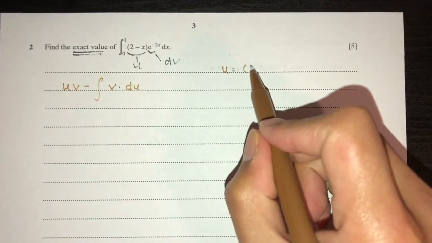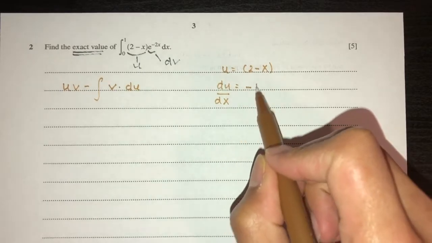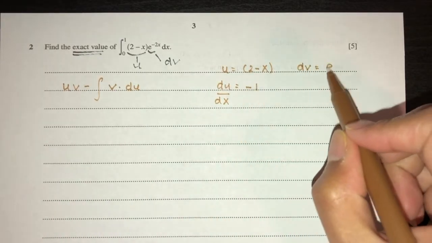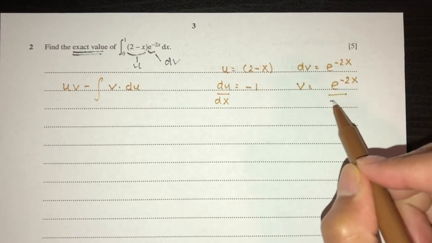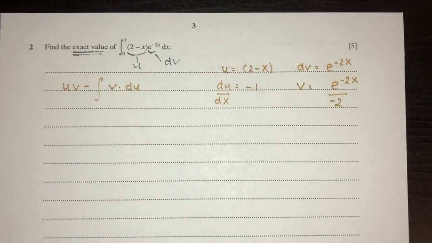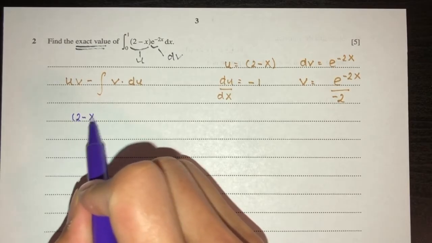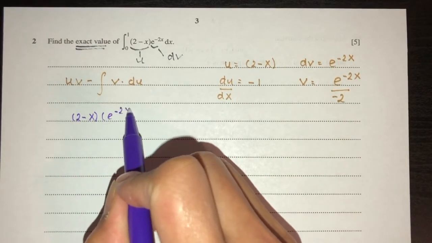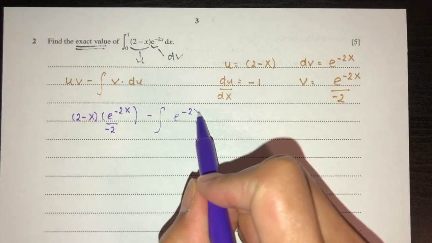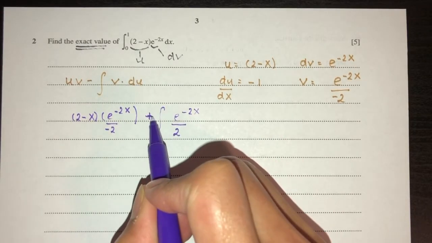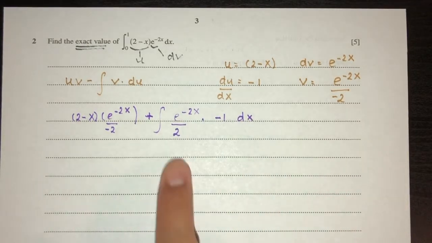So we know u is equal to 2 minus x, so du will be equal to minus 1, right? Now we have dv is equal to exponential 2 minus x, so v will be exponential this and divided by minus 2. Now replace everything back in your equation to see what happens. So we have u is this one, times v is this one, minus integration of v is this one again. Now we have minus 2, we can just write 2 and write plus here, okay? And then we have times du is minus 1, right? And then dx.